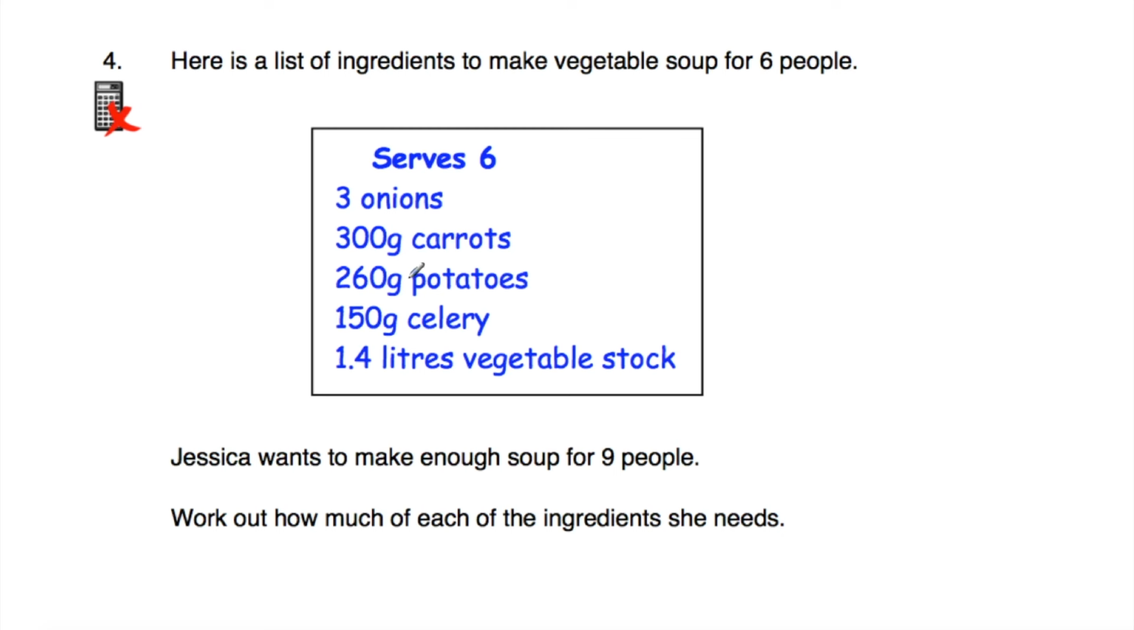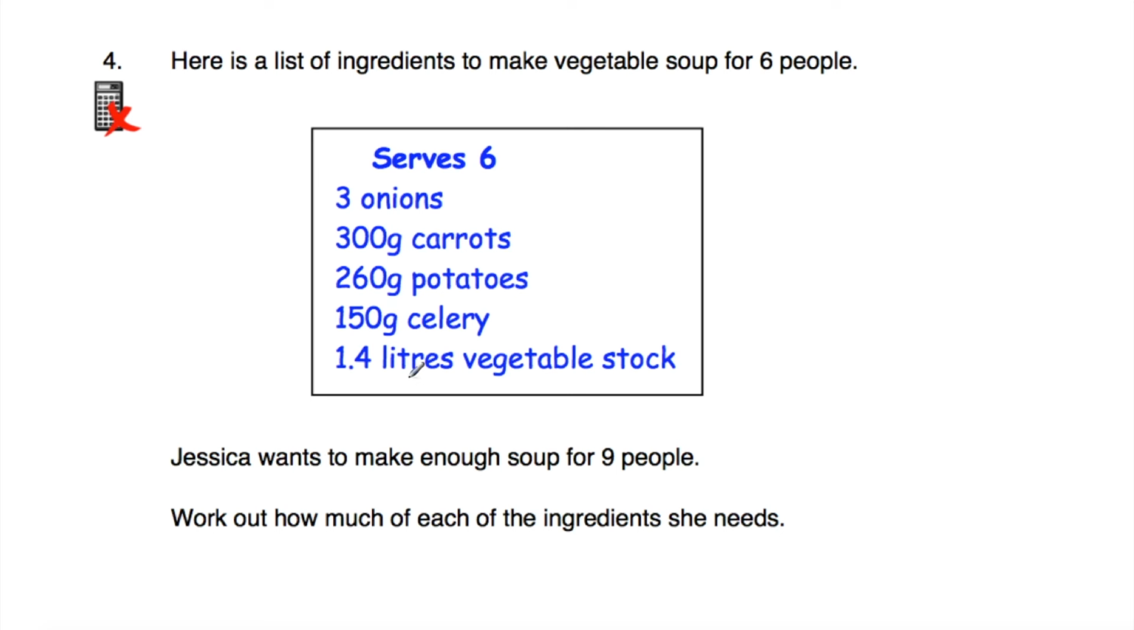So there's a few different approaches again that we could use for this question. It is a non-calculator question, so that might influence how we approach it. We want to find how much of each ingredient she needs for 9 people. One approach would be to divide all of these by 6, and that'll tell us how much of each ingredient we would need for 1 person, and then we could times that all by 9 to find out how much we need for 9 people. But actually, I don't really want to divide 1.4 litres by 6, and so on. It's going to get a little bit messy.